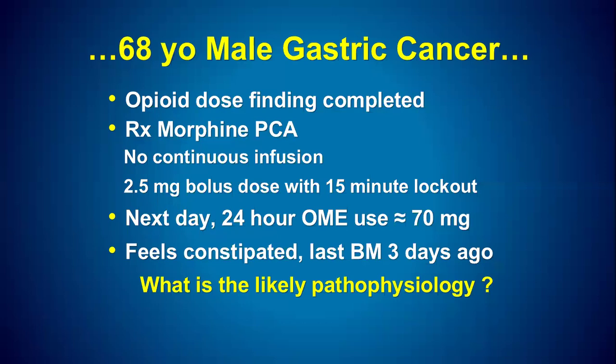Admitted for pain crisis. Okay. So now opioid dosing is completed. He's on patient-controlled analgesia for pain with no continuous infusion, but boluses of 2.5 mg every 15 minutes he can give. Next day, the morphine requirement was around 70 milligrams, but he feels constipated. Last bowel movement was 3 days ago. What is the likely pathology that we are looking at here?